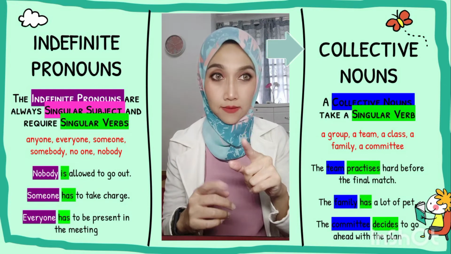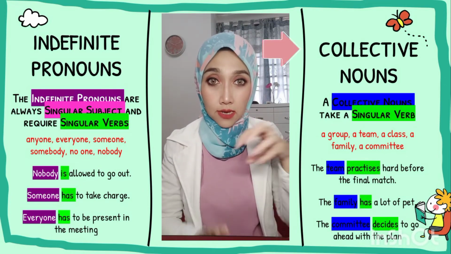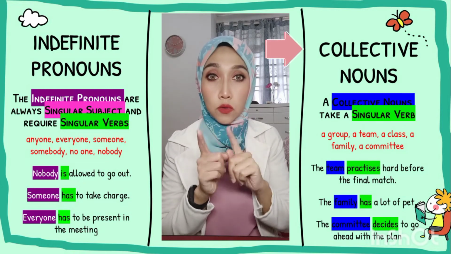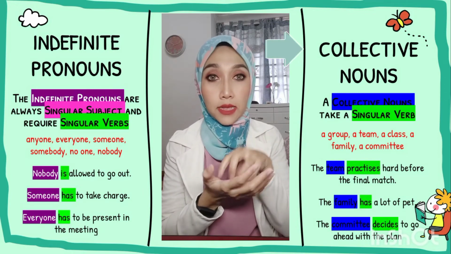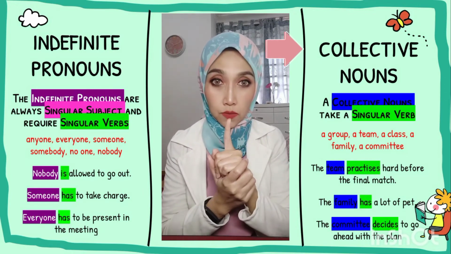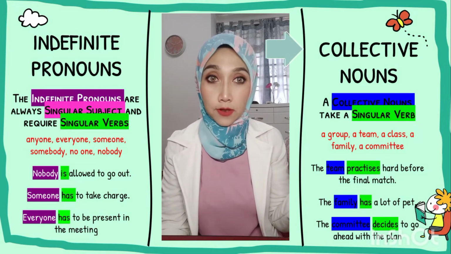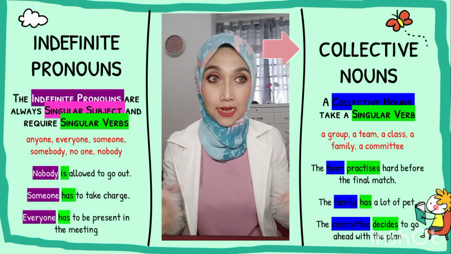Okay, listen. It's very easy. You just remember this. A collective noun is like a group. So when it's a group, it's one. Like satu kumpulan. Memanglah dalam kumpulan tu ramai kan? Tapi berapa kumpulan? Only satu kumpulan. That's why it takes singular verbs. For example, a group, a team, a class, a family, a committee.